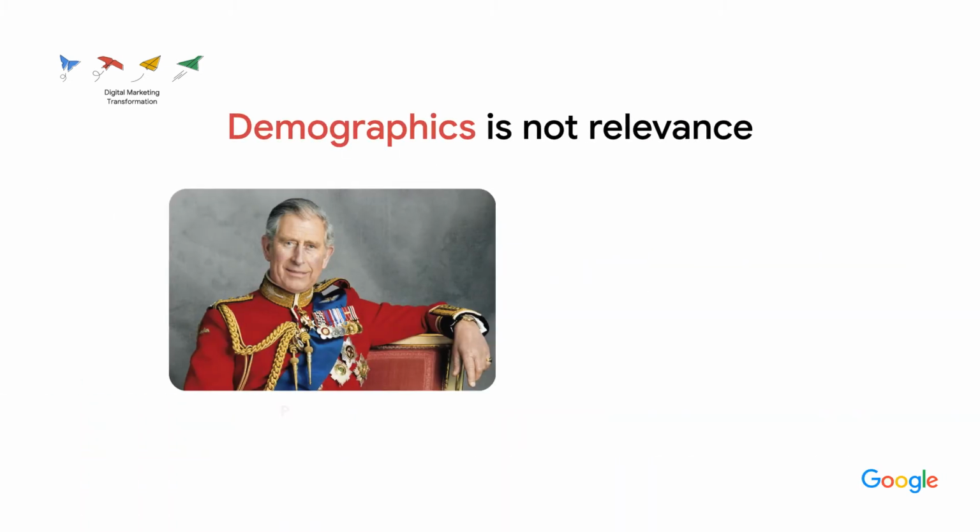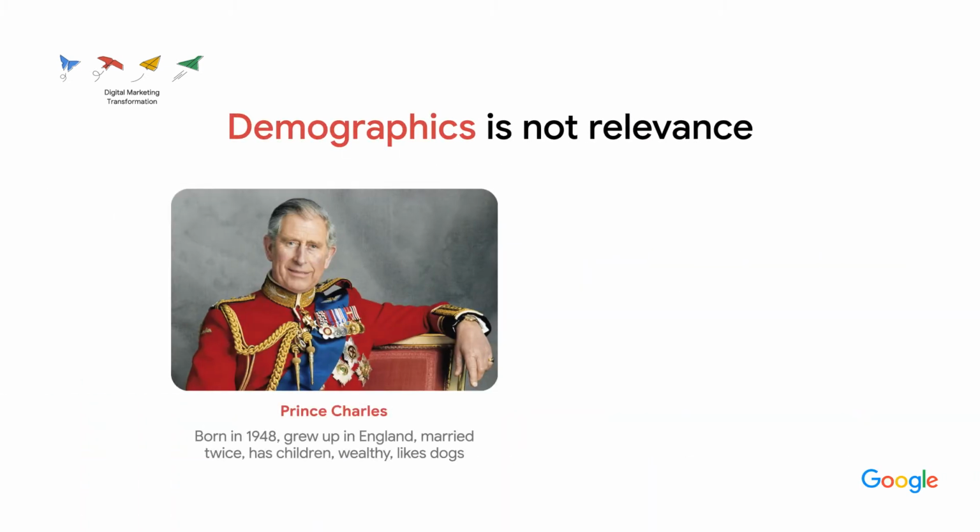So let's look at what relevance is not, right? So a good example is this person here. We all know who he is. He's Prince Charles. He's born in 1948. He grew up in England. He's married twice, has children, is wealthy, and loves dogs. So when we look at demographics, this is what we might clash into.